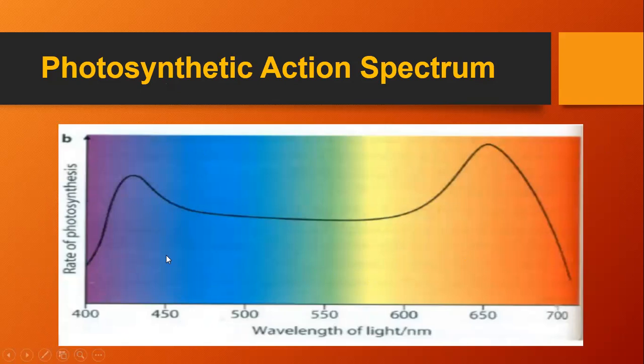Like over here we can see that this action spectrum clearly shows that around 450 nanometer, or 420 to 450, which is the blue region actually, and then 650 nanometer, which is the red region. It means that the blue and the red light are the most effective in bringing about photosynthesis, because the rate of photosynthesis is maximum at these wavelengths of light.